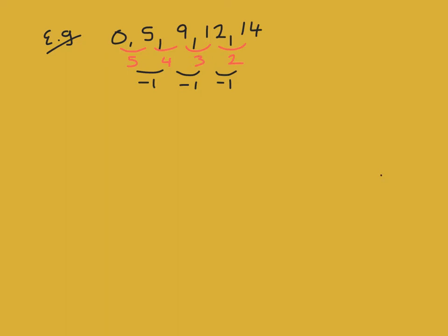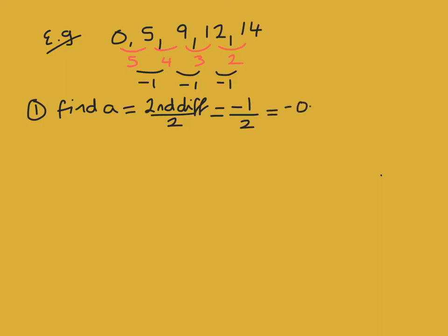So my first step always is to find A, which is equal to the second difference divided by 2. In this case, it's -1 divided by 2, which is going to give me -0.5. And you can leave it as a fraction, or you can put it as a decimal. I like to put it as -0.5. I think it's just a little bit easier sometimes. Okay, so that's our second difference.